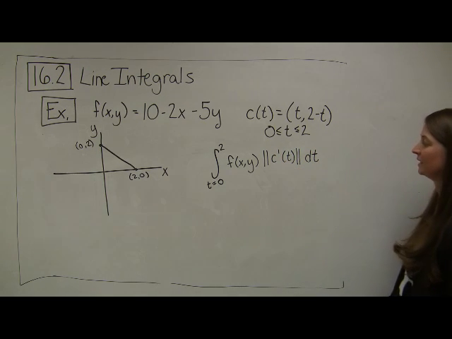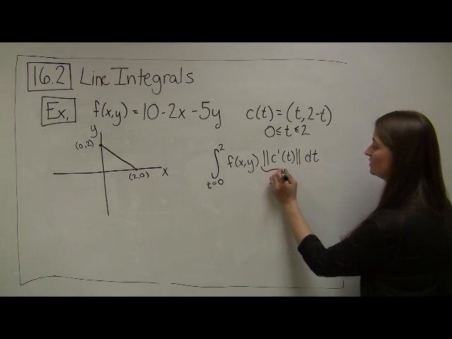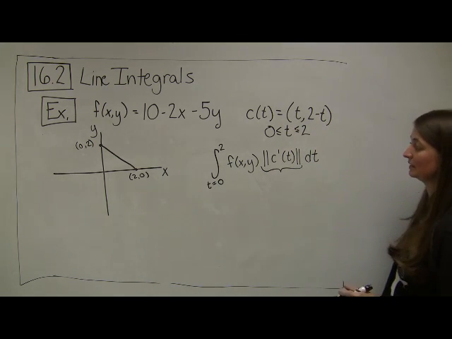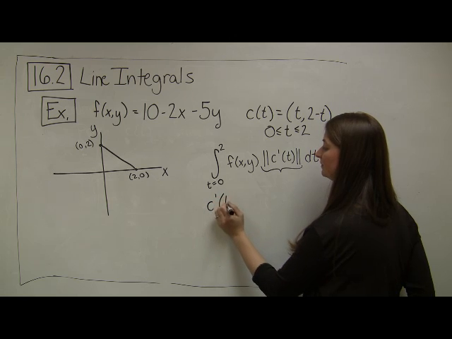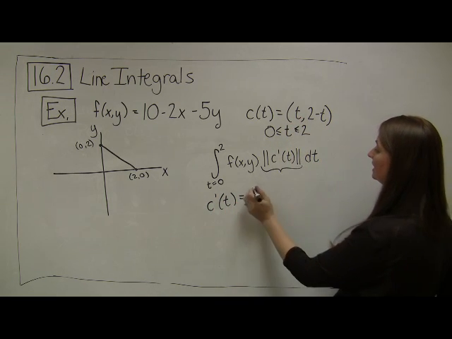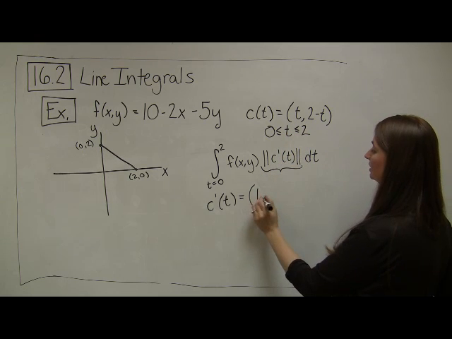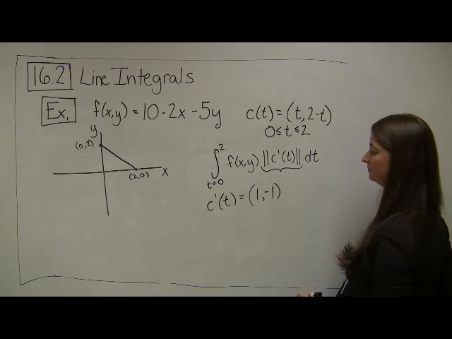dt. So in order to compute this, I'm going to do a little bit of pre-work, and find out what is the magnitude of c prime of t, or what is the speed in this case. That's my conceptualization. So c prime of t is given by the derivative of t, which is 1, and the derivative of 2 minus t is just -1.